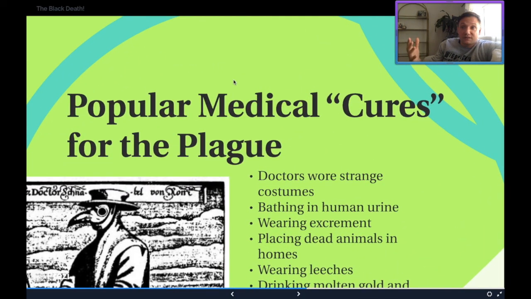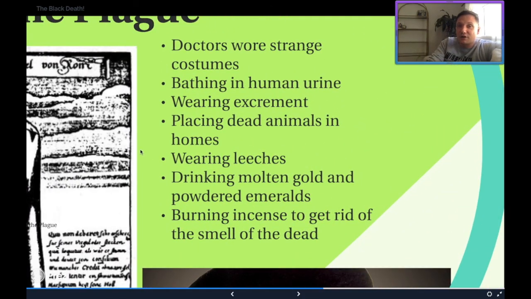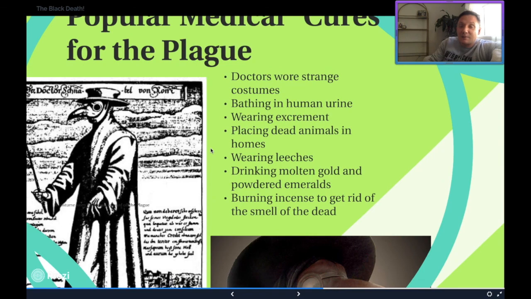Now, remember, though, it's the Middle Ages, so people are going to try to figure out how to cure this the best they possibly can. And some of these cures aren't going to be the best things you've ever heard of before, right? So the big thing about it is you're going to see popular medical cures. You should put medical in quotes because they weren't actually cures. They actually spread the plague much worse, right?